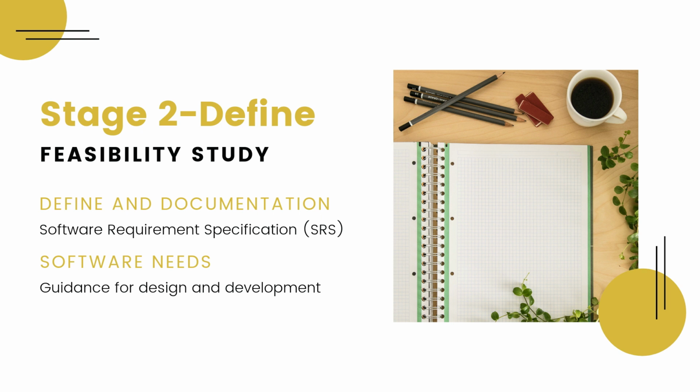The second stage is defining the requirements. It is also known as feasibility study. Once the requirement analysis phase is completed, the next step is to define and document the software needs. This process is conducted with the help of software requirement specification. That is the document, which is also known as SRS document. It includes everything which should be designed and developed during the project life cycle.